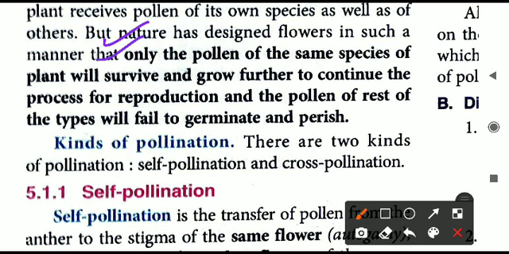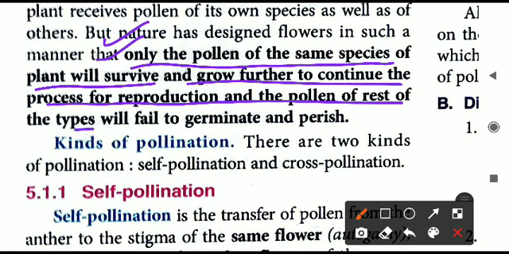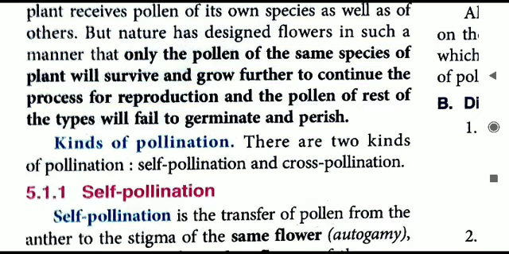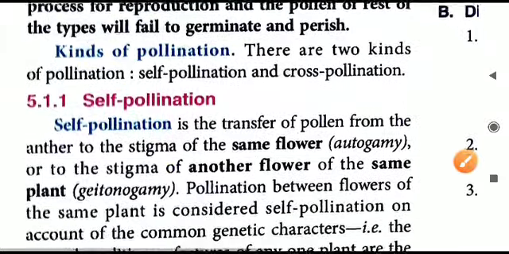The important point that I will highlight in this reading is that only the pollen of the same species of plant will survive. Pollen grains of other plant species will simply wither away. They will die. They will not germinate. They will not give any flower. Suppose a rose has given the pollen grains and they move to a jasmine flower. Those pollen grains will not germinate and will simply be wasted away. They will perish and not be useful. That is the point you have to remember.